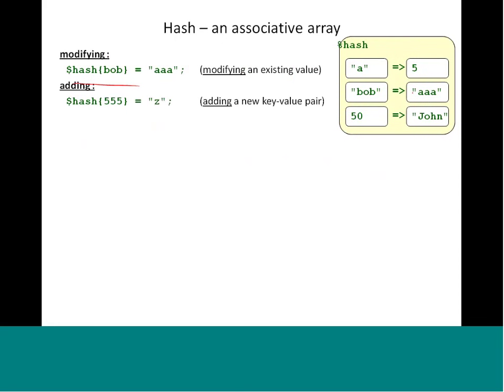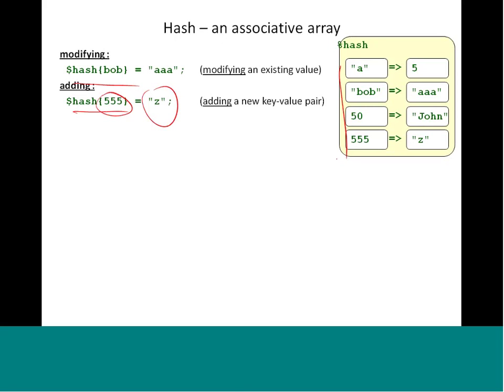Now if you want to add a new key value pair, we simply specify the hash and then that particular key with what the value is, and then it just gets added. So now the number of elements in the hash array becomes 4, and the value that you mentioned is inserted.